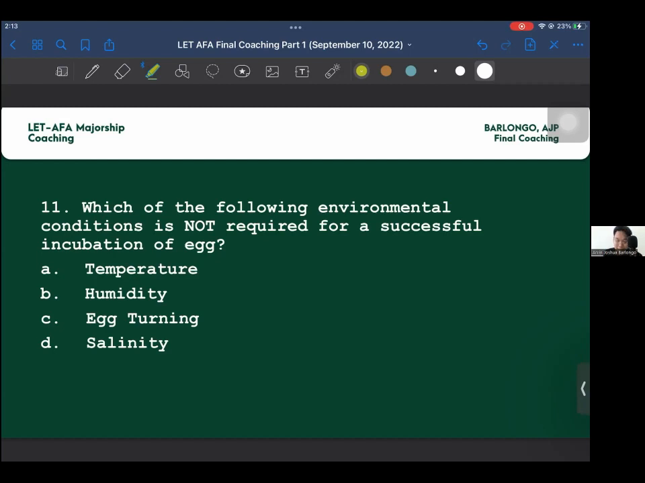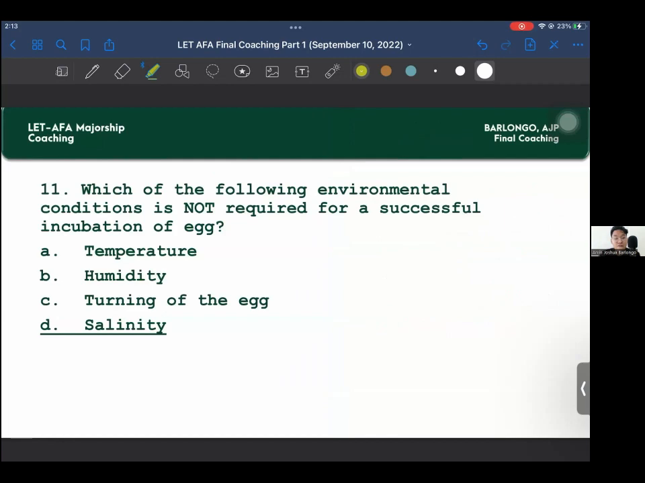So for this one, the answer is letter D, which is salinity. If you will notice, yung first three ay napaka-involved. Kailangan kapag nasa incubation ka. Kasi kapag incubation, di ba, merong specific na temperature na kailangan i-maintain. Humidity rin. And of course, meron ding turning of the egg. Yung salinity, it is the odd one out. Kasi pag salinity, most of the time, nasa tubig yan. So, more probably, that could be more associated sa fisheries, or sa soil science. Ayan yung mga fields na mas related ng salinity.